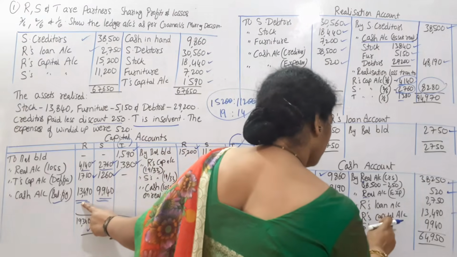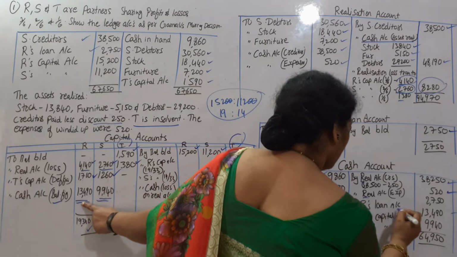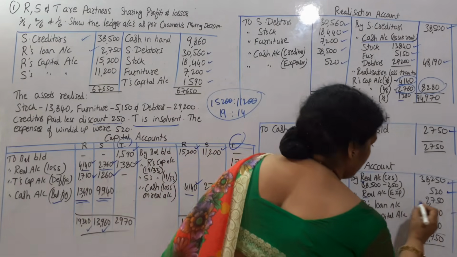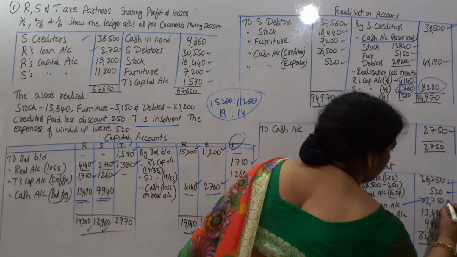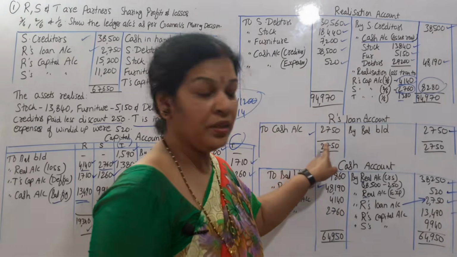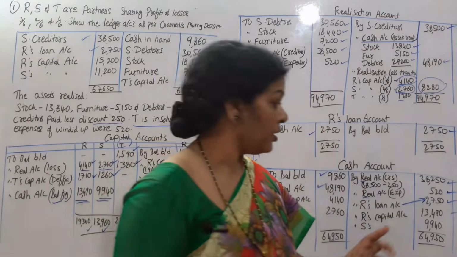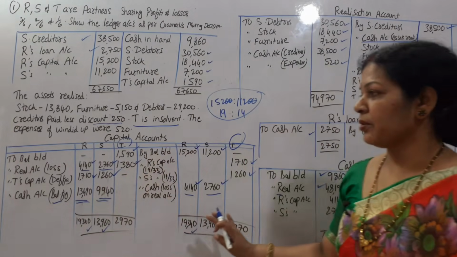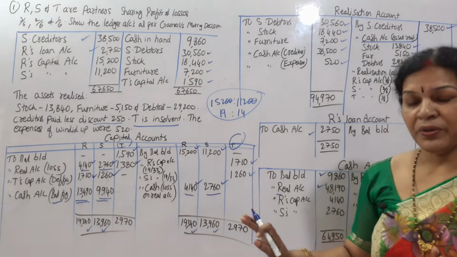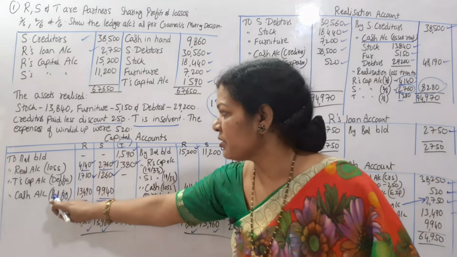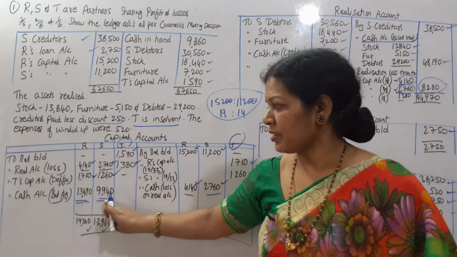Ars capital account, this is 13,490. So Ars loan account is 2,750. Transferred, okay. Ars loan account. Then after that, coming to capital accounts, where do you find cash? Debit side you see. Debit side you can find it here, okay.